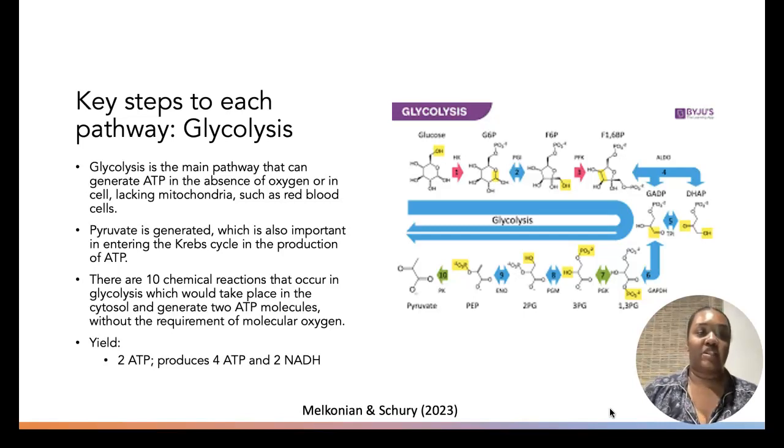Glycolysis is the main pathway that can generate ATP in the absence of oxygen or in cells lacking mitochondria, such as red blood cells. Pyruvate is typically generated through glycolysis, and there are chemical reactions through glycolysis where energy can be released during the breakdown, storing and capturing ATP. There's also a compound utilized in glycolysis called nicotinamide adenine dinucleotide. It's converted into NADH.